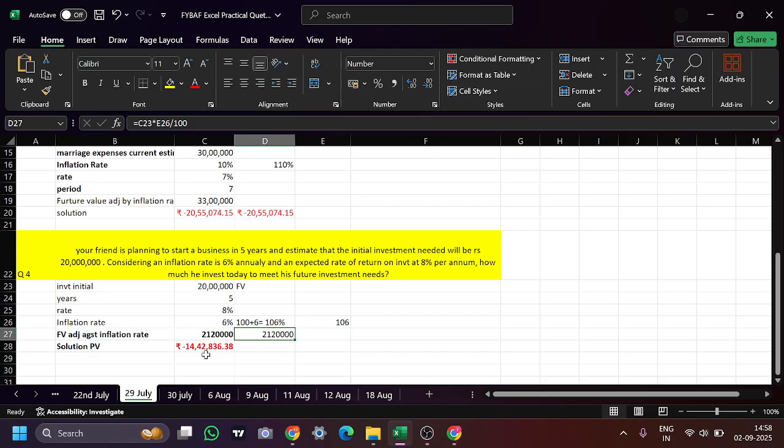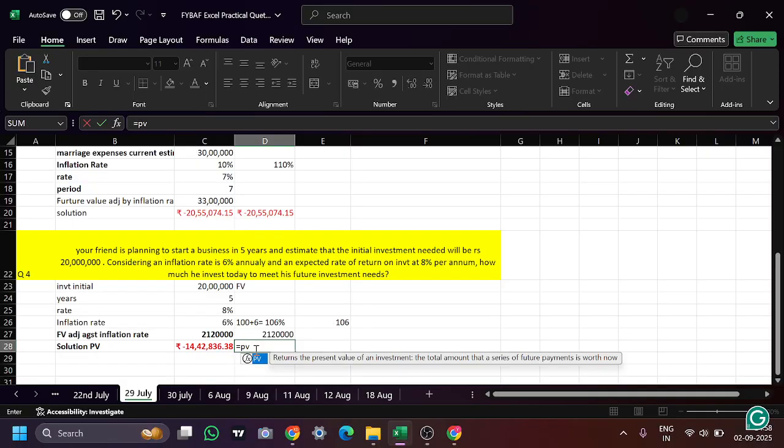Now we are going to calculate the present value of the investment. We are going to use this value and not the initial investment value, because this is the value adjusted against inflation which we have got. Now what is the formula? Equal to PV in brackets, rate. Which rate? The discounted rate, comma, years, 5 years.